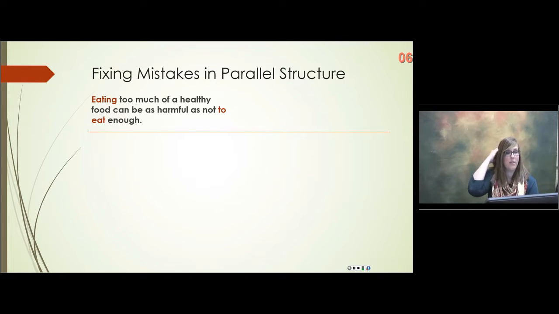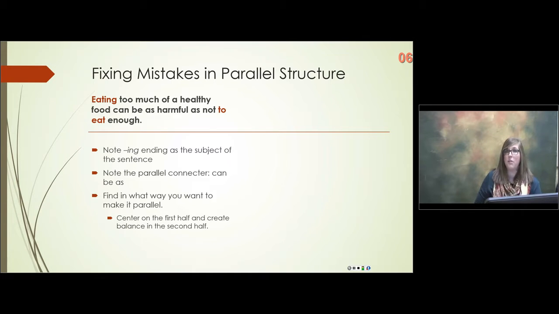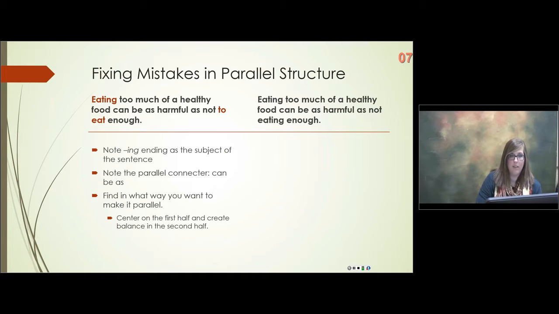Eating too much of a healthy food can be as harmful as not to eat enough. This is a binary parallel structure. It has some of the same issues as the first one did. So -ing ending, we're starting off with that gerund again, and then can be as. A lot of binary parallels have that parallel connector, right? You're going to want the first side of the scale, or the first side of the sentence, to match the second side. Eating too much of a healthy food can be as harmful as not eating enough.